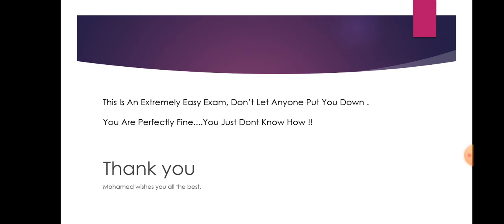This is an extremely easy exam. This is a very important slide. Do not let anyone put you down. Other candidates, or someone jealous of you, or someone having something against you, don't let anyone put you down. You are an extremely good person.